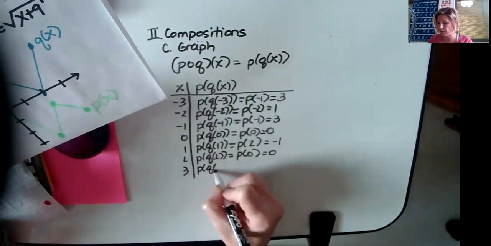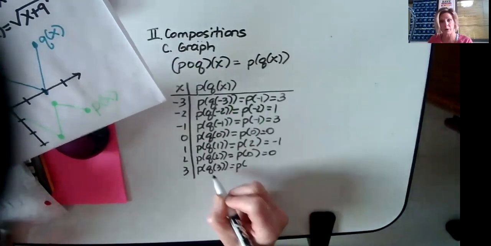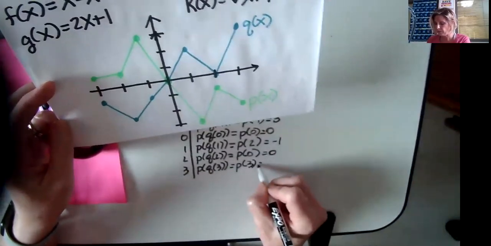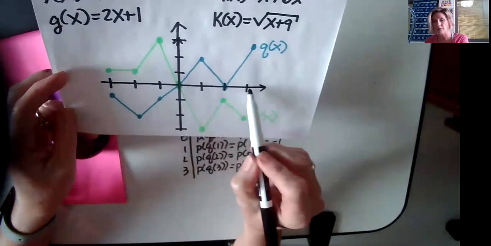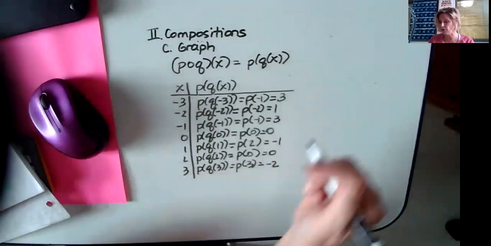Last but not least, P of Q of 3. You have to do Q of 3 first. That's blue of 3, and that's 3. And then P of 3 would be green of 3. Green of 3 is -2. So what's that mean for your graph?